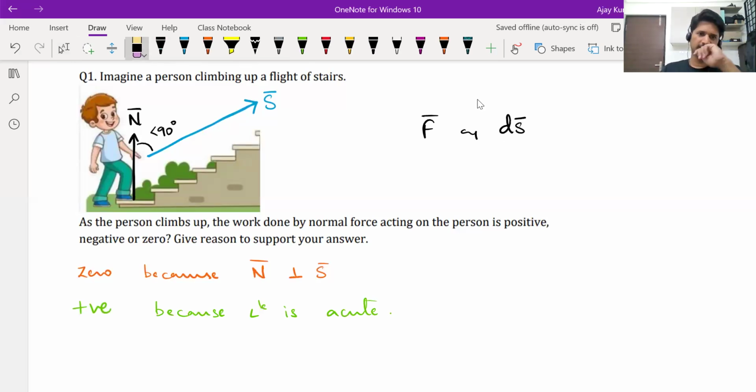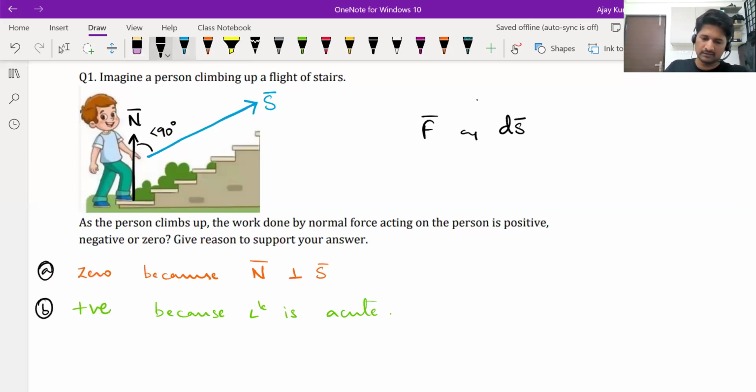Rishi, what do you think? Sir, I think it should be positive only. Same reason? Yes, sir. Okay. So one of you gave this answer. 3 of you think it is this. Any other answer? As the person climbs up the stairs, the work done by normal force will be positive, negative, or 0.